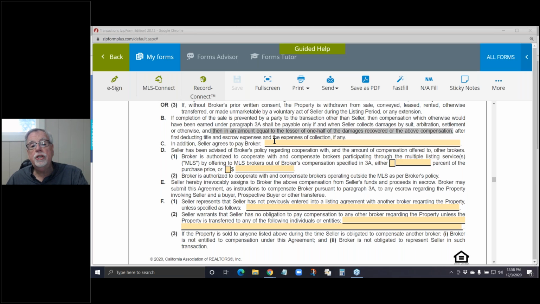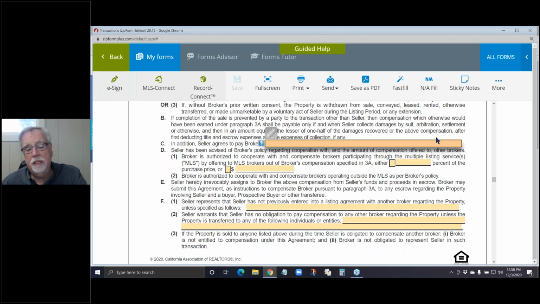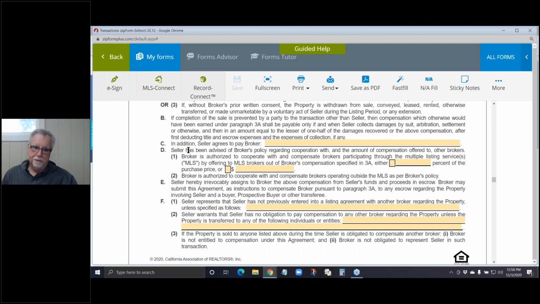In addition, seller agrees to pay broker. You necessarily don't need to write something in here. We used to have certain kinds of transaction fees or transaction coordination fees and other weird things that you could write in. I would generally leave that alone. All right. Then paragraph D.